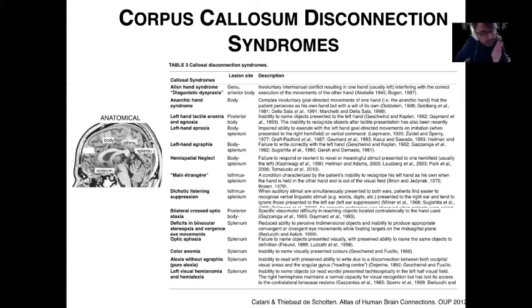Then as you're going further, you can have a deficit in binocular stereopsis and versions. That's a reduced ability to perceive three-dimensional objects, and you're not able to do convergent or divergent eye movement while fixing a target. So it is typically tested.